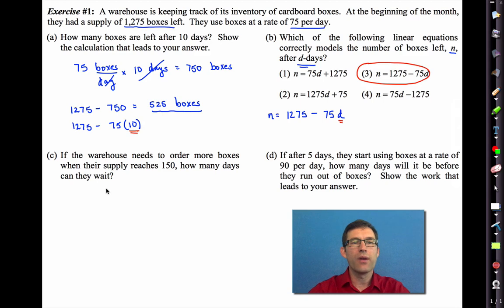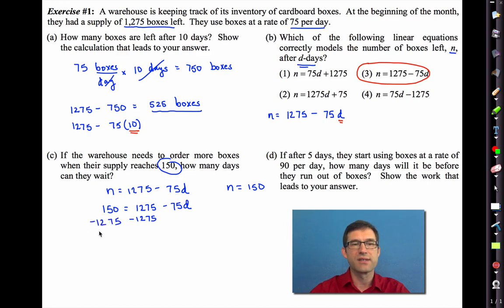Well, right now we know that this equation models how many boxes we have left according to how many days we've been using the boxes. Now that 150 they gave me is my N. It's the number of boxes I have left. So I'm going to put that into my equation and let my algebra do its magic. I'm going to solve this equation now. I'm going to subtract 1275 from both sides. That's going to be a little bit obnoxious because it's going to leave me with a negative, but I can deal with that.